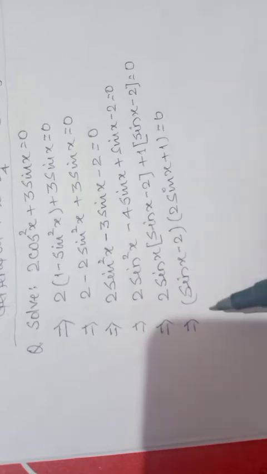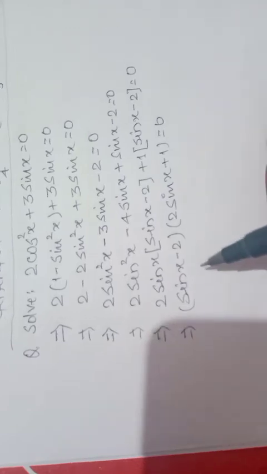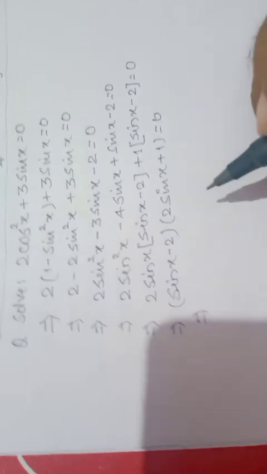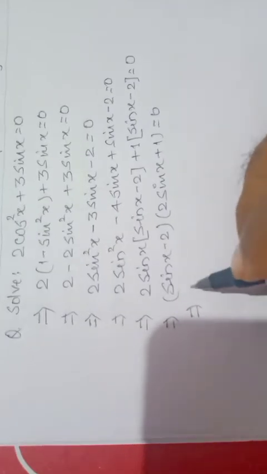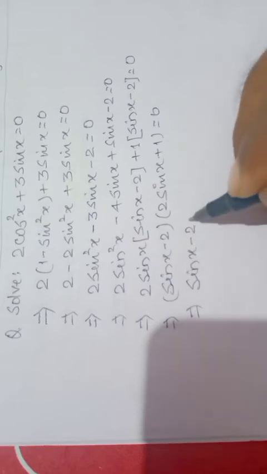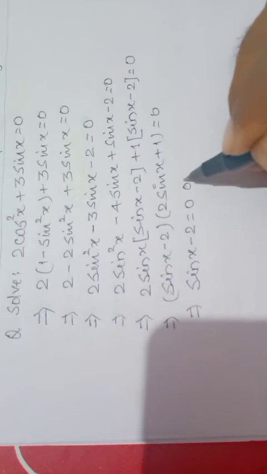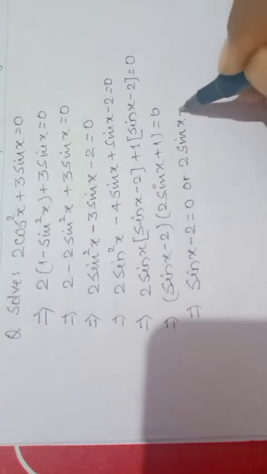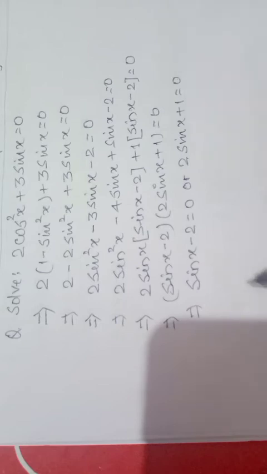So again here the product of two terms is 0. It means sin x minus 2 is 0, or 2 sin x plus 1 will be 0. Sin x minus 2 equal to 0 means sin x is equal to 2.